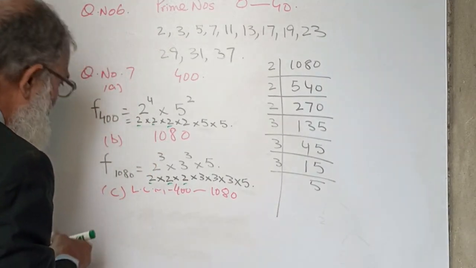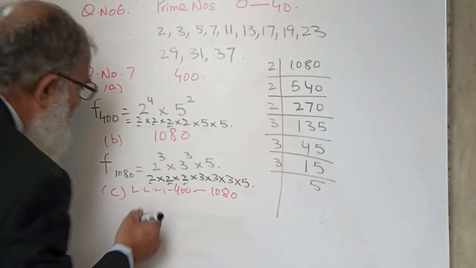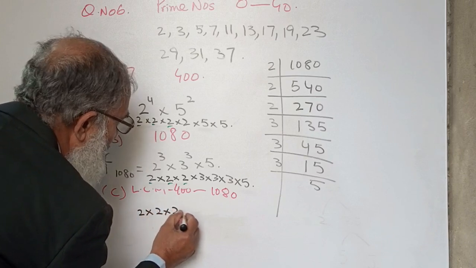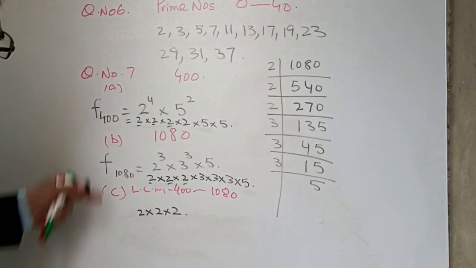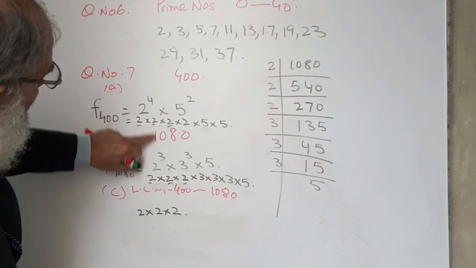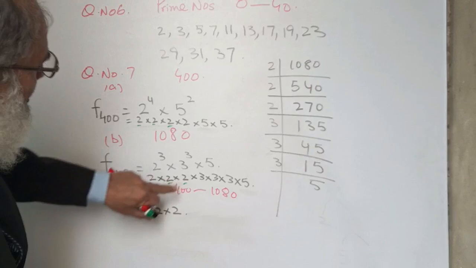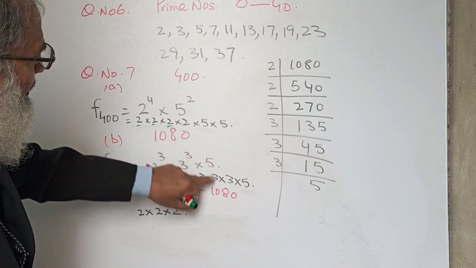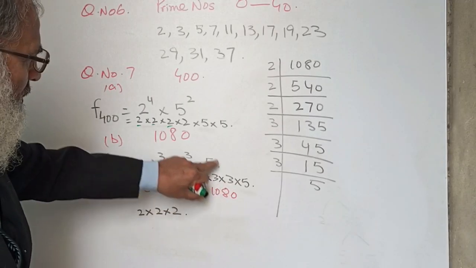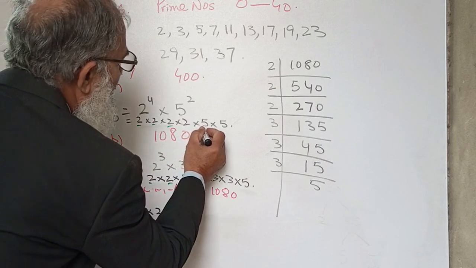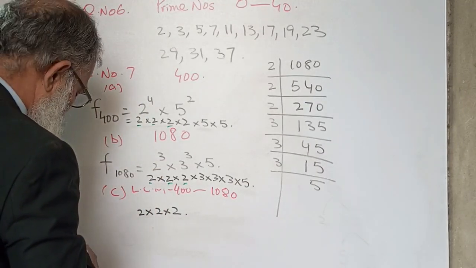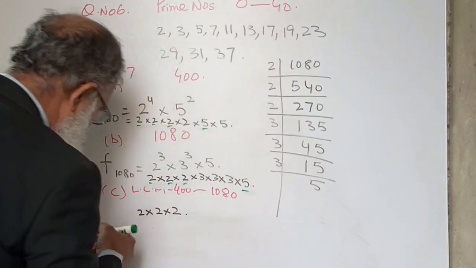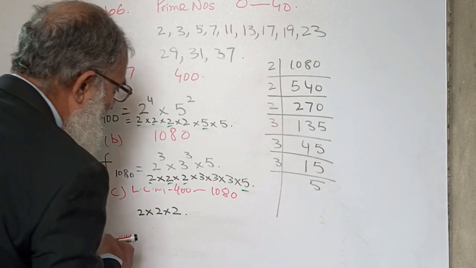So what we do is we write all the three 2's which are common. Now this is common, and this is common. This is common with this, common with this, common with this. Now for 3, 3 is not common. Here 3 is not common and here 3 is not common. But 5 is common. 5 is common over here, 5 is common and 5 is common. So we write here 5.